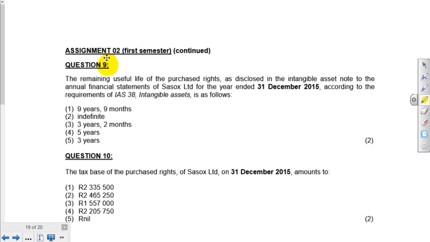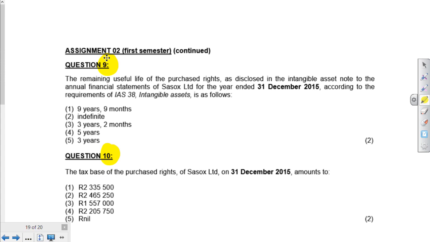In our intangibles, that's the one thing that's different in intangibles to PPE. We disclose remaining lives, in a little sentence at the bottom. Question 10, the tax base of purchased rights. Okay, so there's a few we can do.